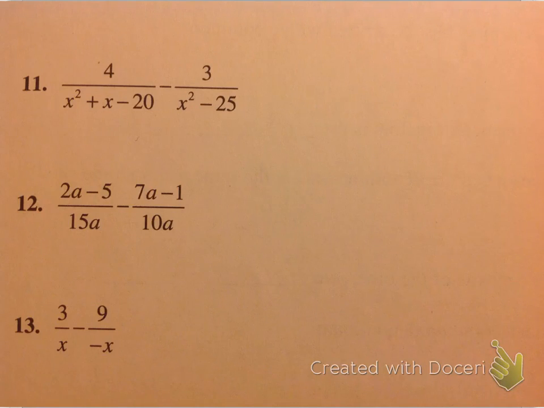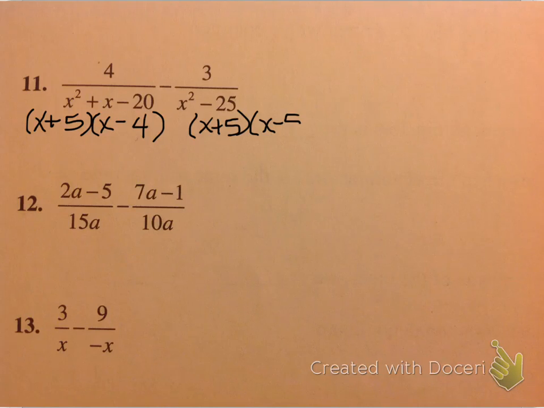Now let's look at a problem that has polynomials in the denominator that need to be factored. Remember, when you see trinomials or binomials that do not have a greatest common factor, think about factoring them a different way. So we need to factor before we can move on. X squared plus x minus 20 is the same thing. Factors of 20 that add up to 1, well, it has to be 5 and 4, positive 5, negative 4. Remember, x squared minus 25 is a difference of squares. That's x plus 5, x minus 5.